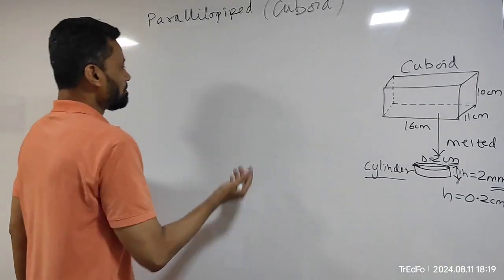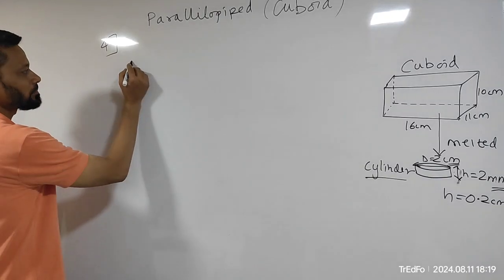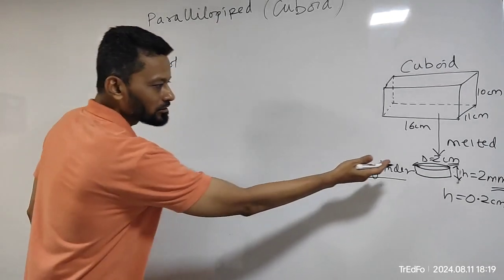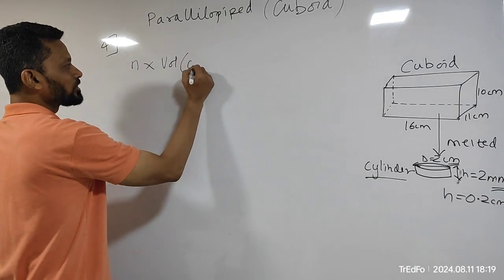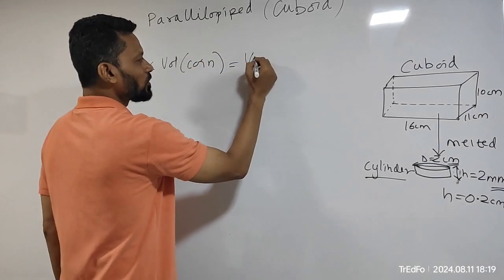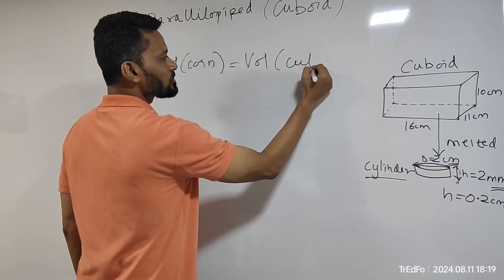Again, melting, and we have the same formula. N into volume of smaller object. Which is the smaller object? The coin. So volume of a coin should be equal to the volume of the larger object, which is the cuboid.